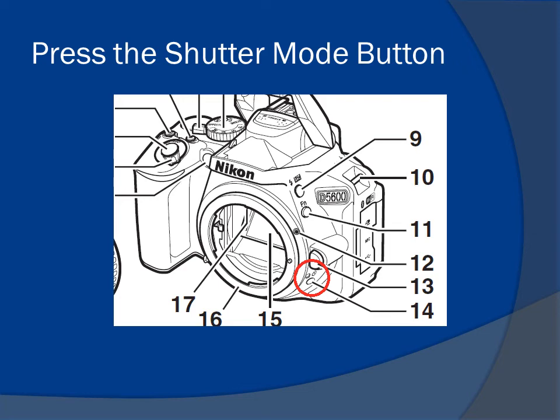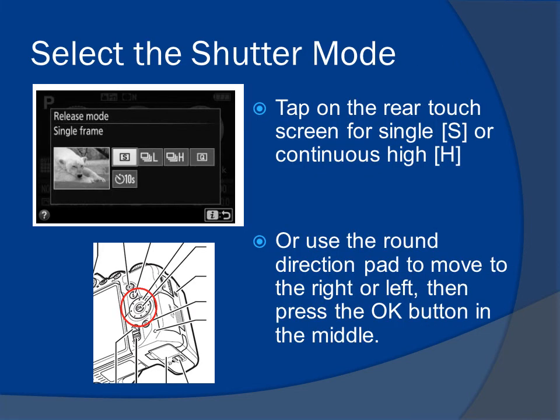Press the shutter mode button. That's number 14 in this picture in the red circle. Select the shutter mode. On the display on the back of the camera, you will see the picture on the top left. Tap on either S or H, depending on which you want. S for single, H for continuous high. Or use the round direction pad to move to the right or left to select either S or H, then press OK.